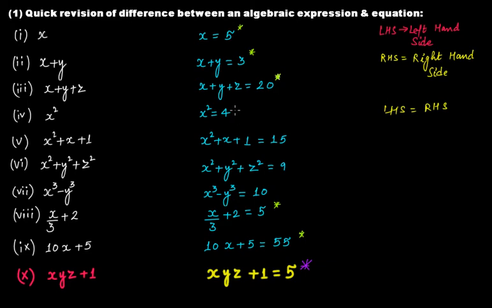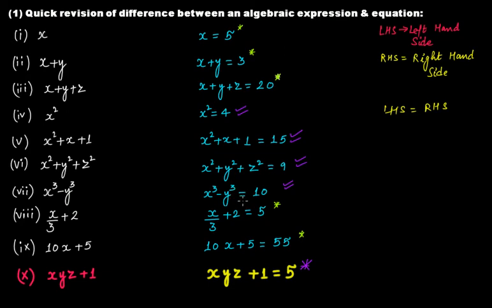All these: x square is equal to 4, x square plus x plus 1 is equal to 15, x square plus y square plus z square is equal to 9, x cubed minus y cubed is equal to 10. If you notice the exponent on the variables, in this case on x we have 2, in this case we have 2, in this case on x we have 2, on y we have 2, on z we have 2, in this case we have cubed, the exponent is 3, on y we have exponent as 3.